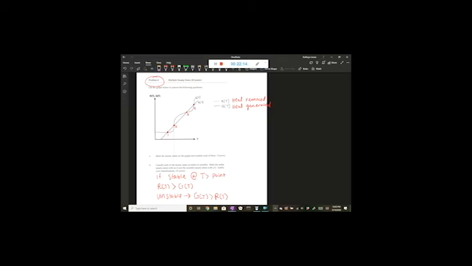Actually, let me write this in a different color so that you guys can see it a little bit clearer. Let's throw this in blue. So this is going to be stable. Point 2, increase a little bit, generated is going to be bigger than removed, so this is unstable. Like I was saying before, if I increase in temperature a little bit, you can see it's going to continue increasing in temperature until it reaches this point.